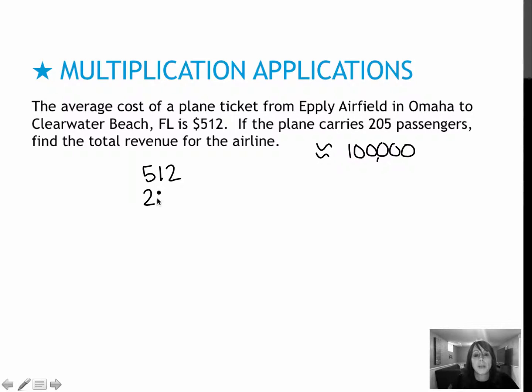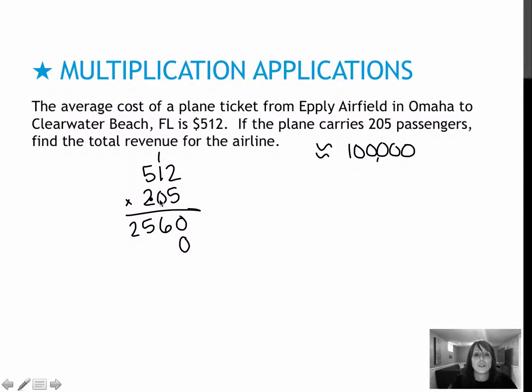512 multiplied by 205. Again, I'm going to do those partial sums. So I'm going to take 5 times 2 to get 10. 5 times 1 plus 1 is 6. And 5 times 5 is 25. To take everything times 0, again, I would add that 0, and then I would just get a whole line of zeros. So it's up to you if you want to write that or not. I'm going to skip that part.